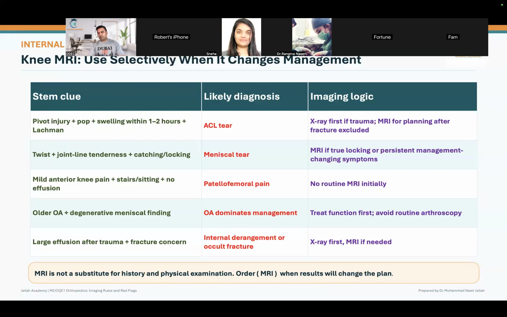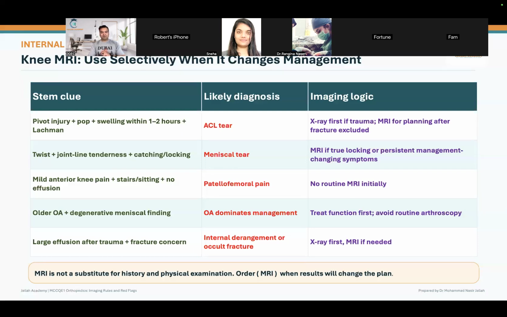Now, you have another patient who has a twisted knee. The foot was planted on the ground, but the knee twisted. Joint line tenderness, very important, joint line tenderness, catching, locking. So what is it? Remember, if you have pain in the knee, the pain is in the joint, and there was a twisting of the knee, it is meniscus. And also the patient has the catching and the locking, which is the meniscus. For the meniscus, MRI if true locking or persistent, management-changing symptoms.